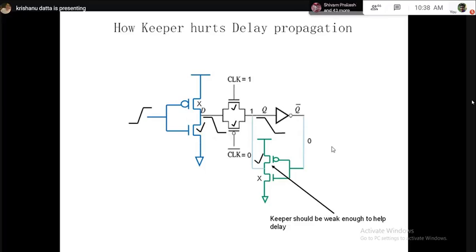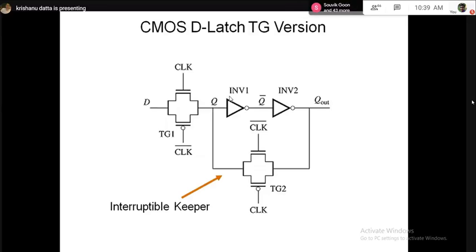Now, we can eliminate this problem completely to make it a 100% robust data latch. That we can do, but again, we shall introduce a couple of more transistors. See, every time we are trying to make the circuit more and more robust, the only problem is that we are increasing the number of transistors. So now, let's see how we solve this delay versus noise problem completely, and for that, this is the circuit.